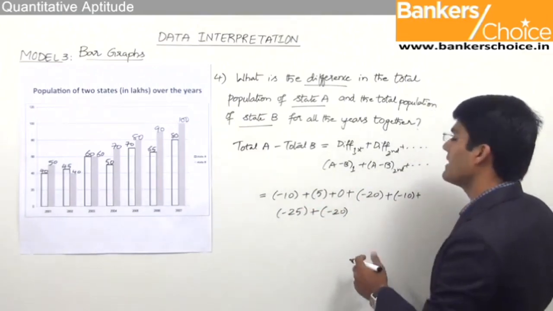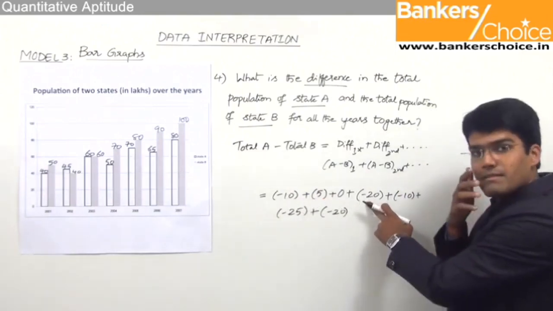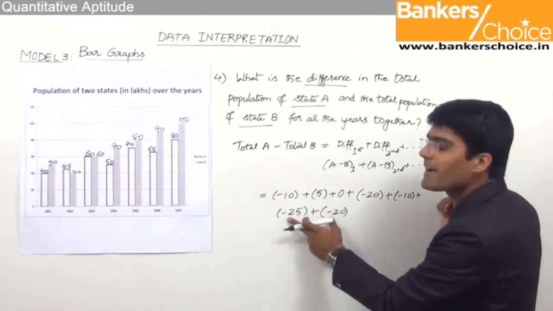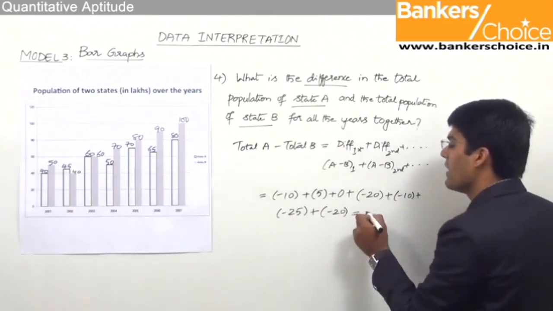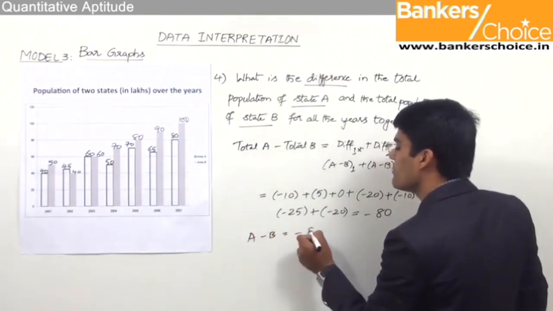So we see here that minus 10 plus 5 is minus 5. Minus 5 minus 20 is minus 25. Minus 25 minus 10 is minus 35. Minus 35 minus 25 is minus 60. Minus 60 and minus 20 is minus 80. So the total difference, that is A minus B for all the years, is equal to minus 80.